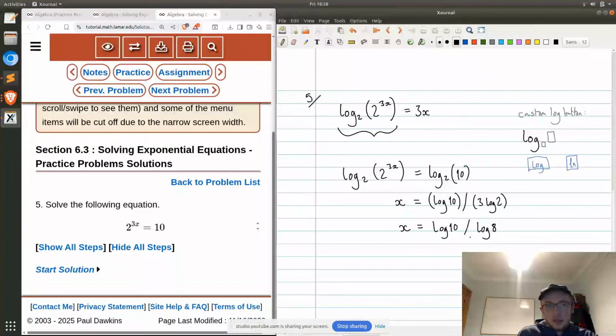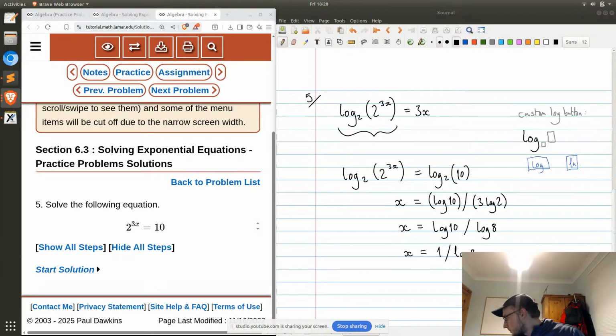But wait, don't we know already what log 10 is? If it's the common logarithm, log base 10 of 10, well, that's just 1, isn't it? Right, it is. So it's 1 over log 8, right? 1 over log 8. And indeed, that's sort of like enough just playing around with it.